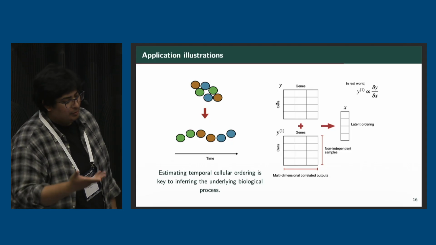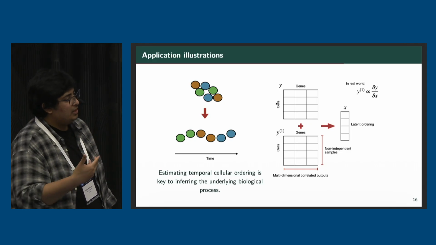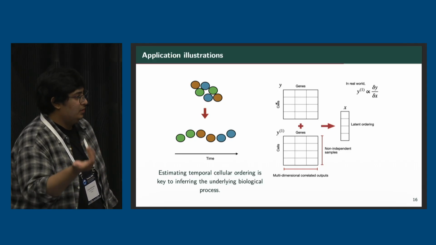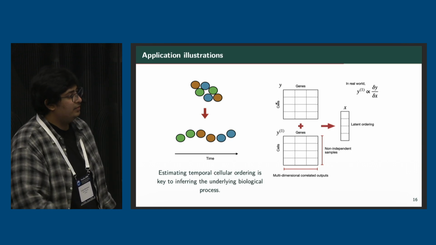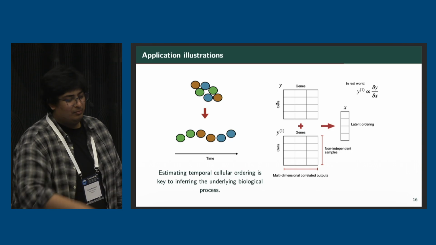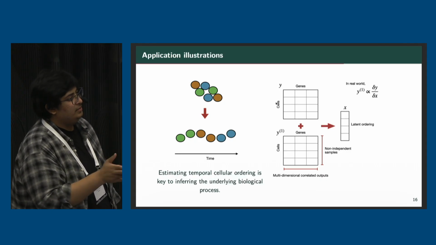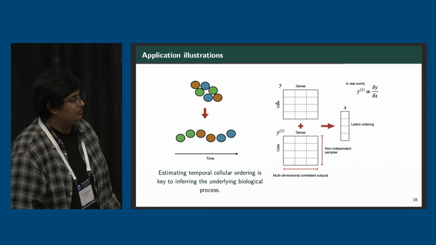And essentially what we want is to estimate the cellular ordering, a continuous temporal ordering, which is not there because of the technology that is being used to collect these data. So essentially that's a latent variable. And this directional information helps us to better estimate the cellular ordering.